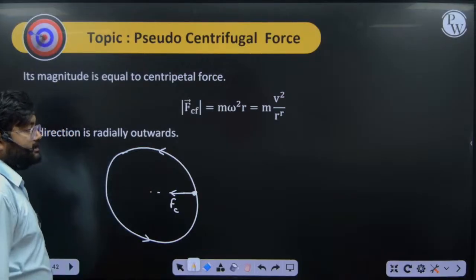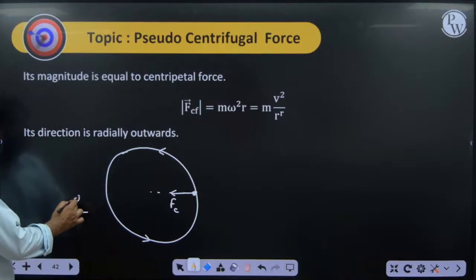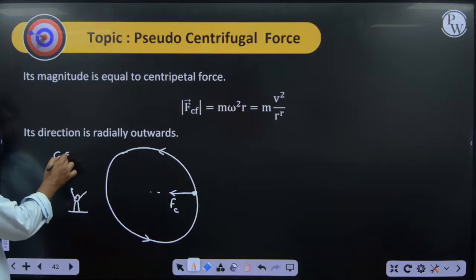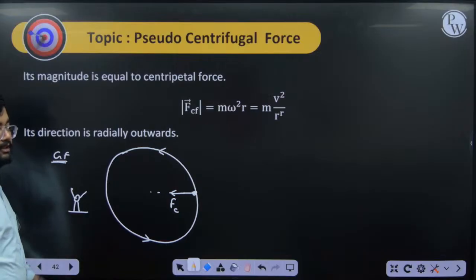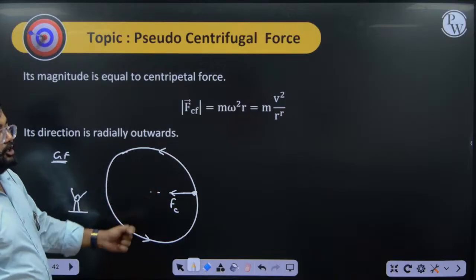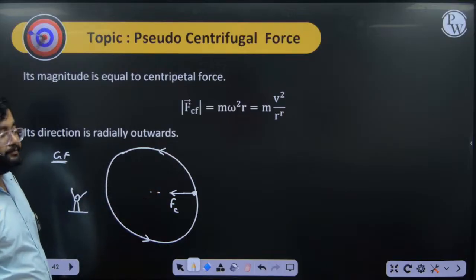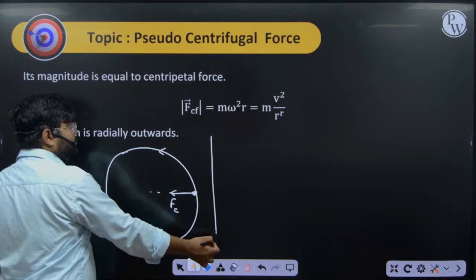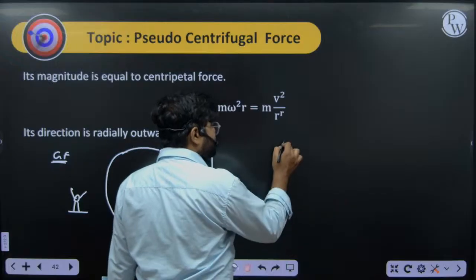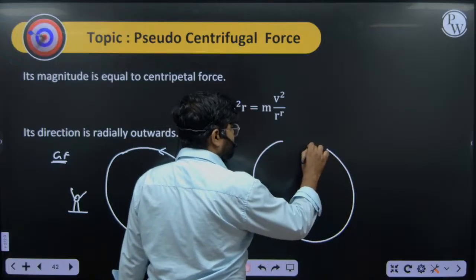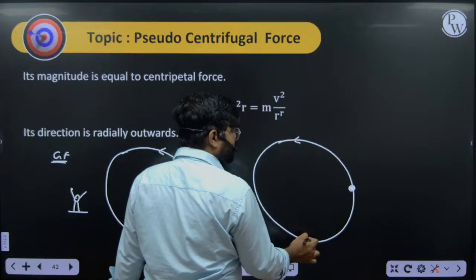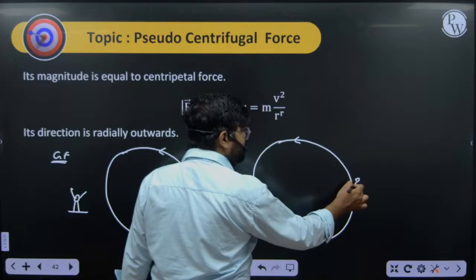Who is watching this circle? A person standing somewhere else, let's say on the ground. So this motion is viewed from the ground. When it is viewed from an inertial frame, the ground frame mostly, then we talk about centripetal force. But now, the same circular motion is observed from the body which is doing circular motion.